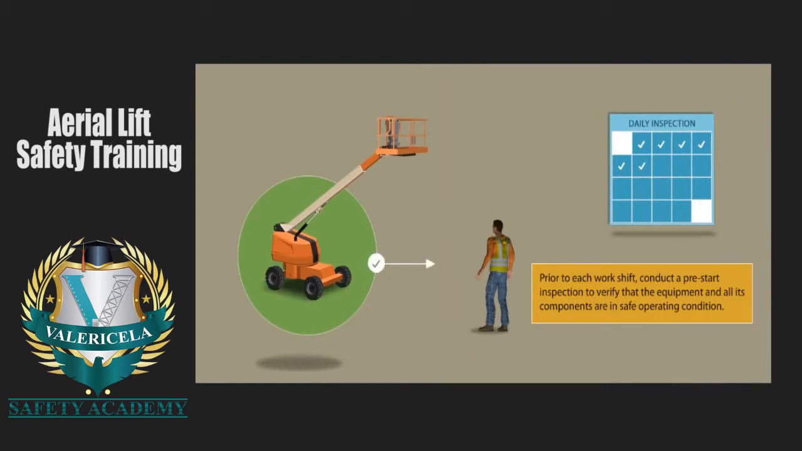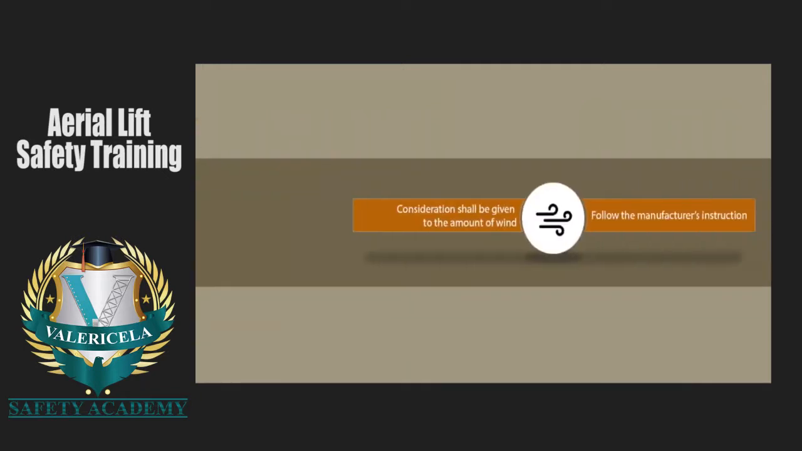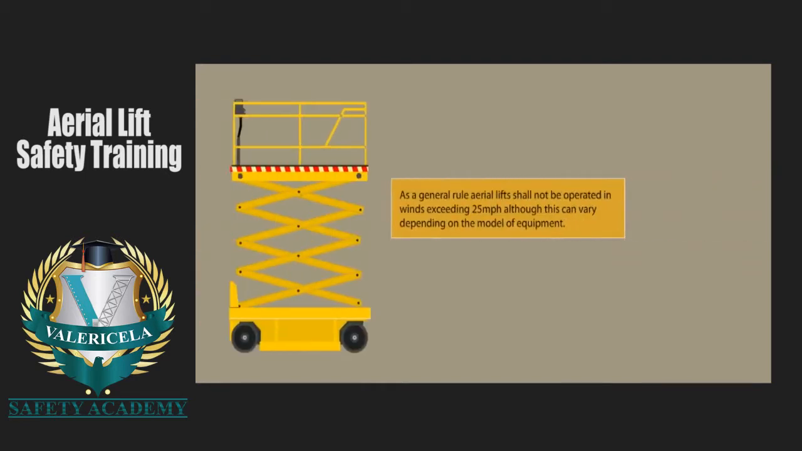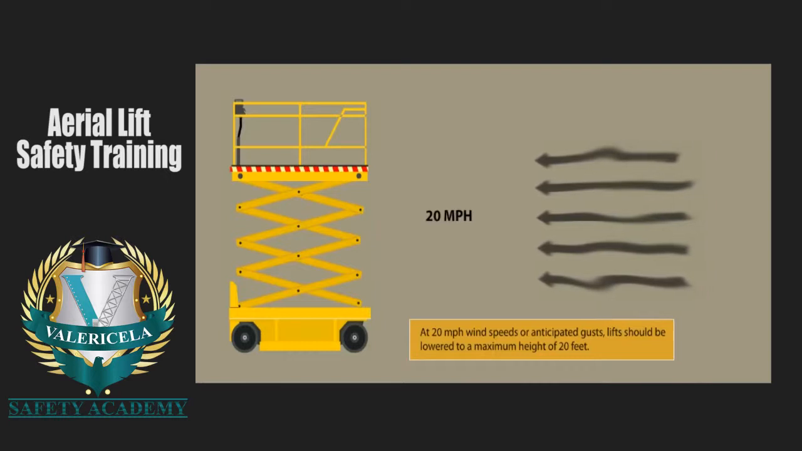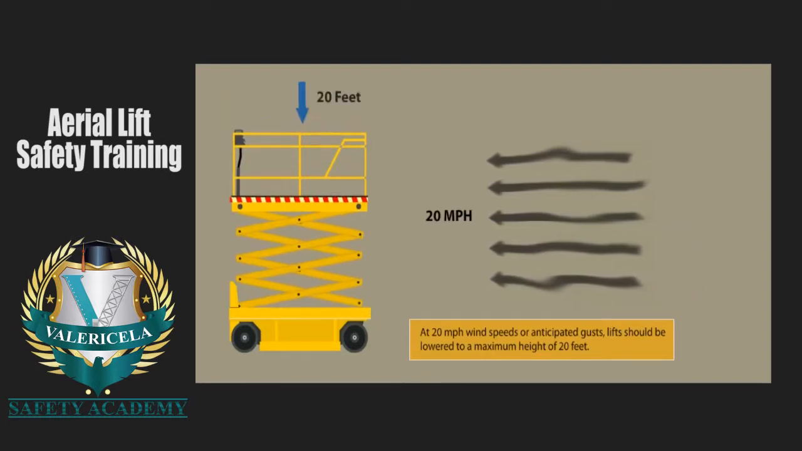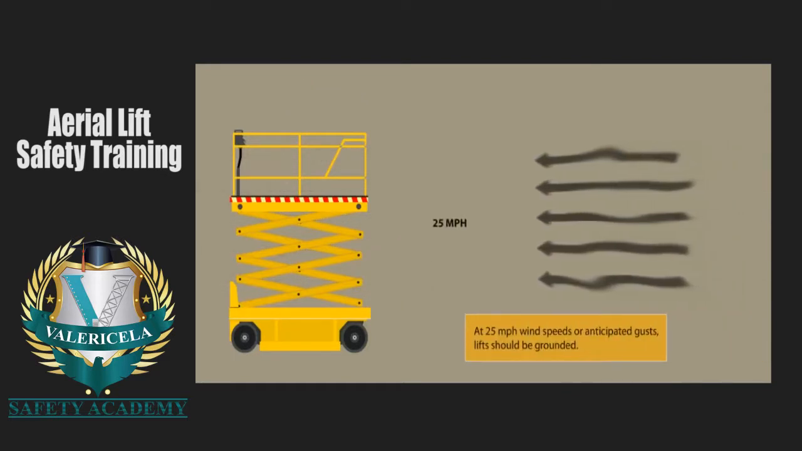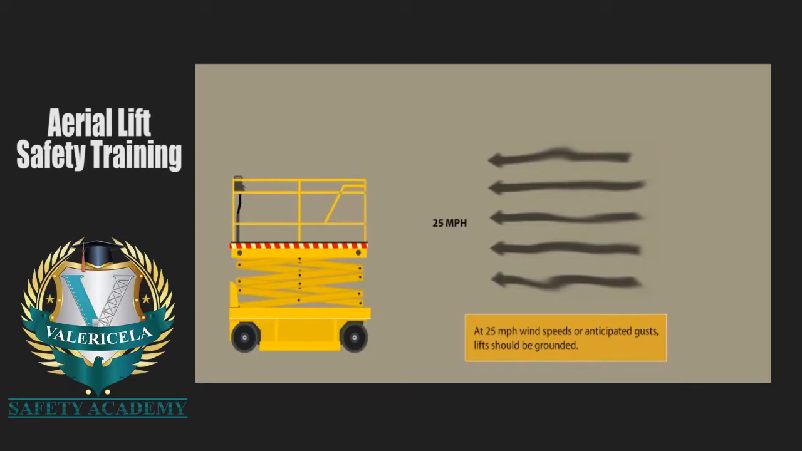Prior to each work shift, conduct a pre-start inspection to verify that the equipment and all its components are in safe operating condition. Consideration shall be given to the amount of wind. Follow the manufacturer's instruction regarding operation in windy conditions. As a general rule, aerial lifts shall not be operated in winds exceeding 25 miles per hour, although this can vary depending on the model of equipment. At 20 mile per hour wind speeds or anticipated gusts, lift should be lowered to a maximum height of 20 feet. At 25 mile per hour wind speeds or anticipated gusts, lifts should be grounded.